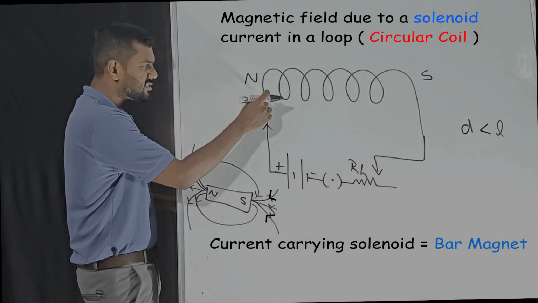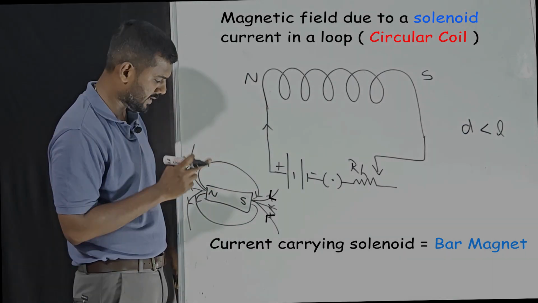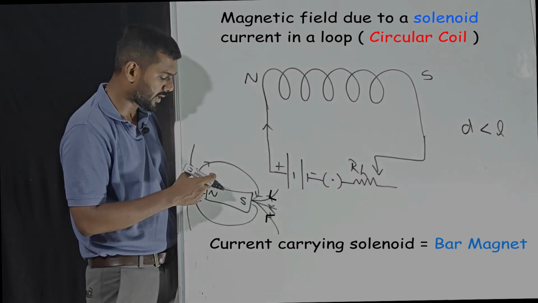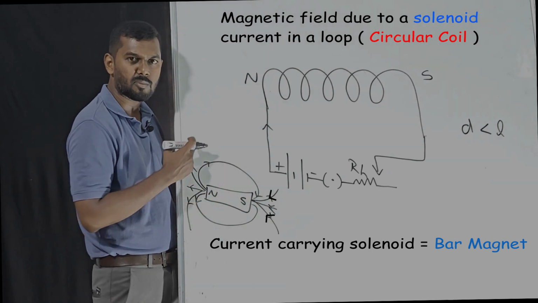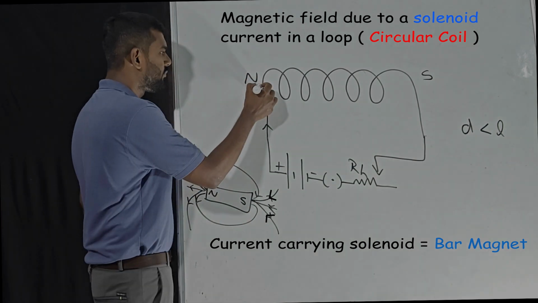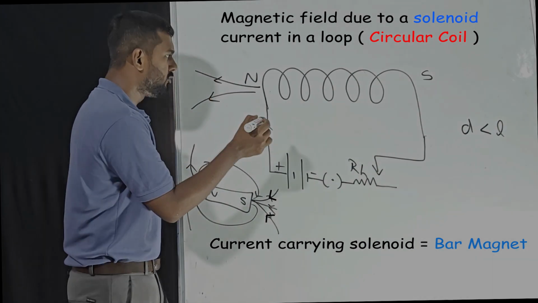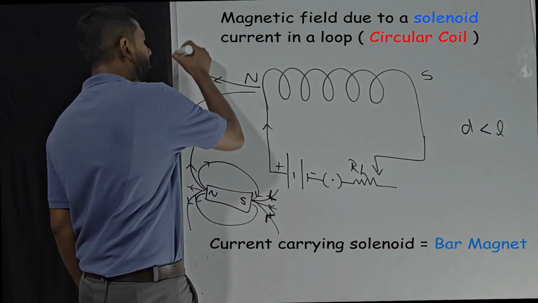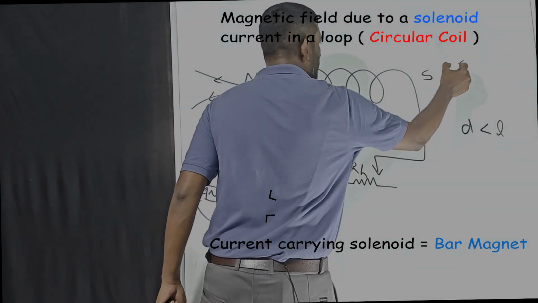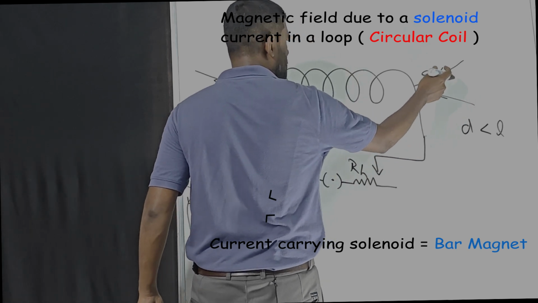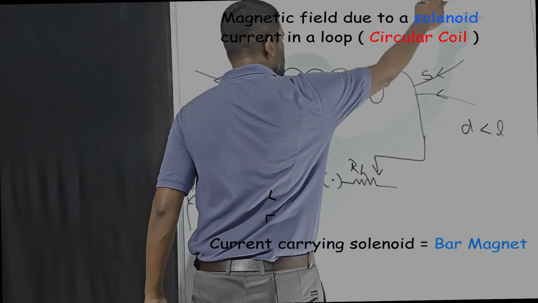Now we know this solenoid behaves like a bar magnet, correct? So outside the bar magnet, all the lines move from north to south. So here the direction of the magnetic field lines will move like this. See, it's going from north, and when it comes to south, from north to south.